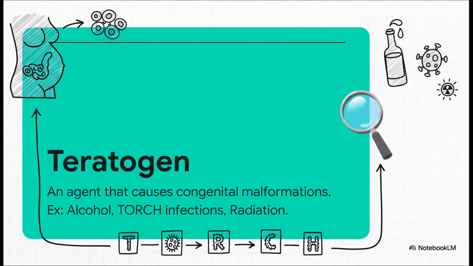And speaking of those environmental factors, some are so powerful during development that they can cause birth defects all by themselves. We call these teratogens. And this list right here is absolutely need to know for any medical student. Things like alcohol, drugs like thalidomide, certain infections we group as TORCH, and radiation. All of these can seriously disrupt fetal development.